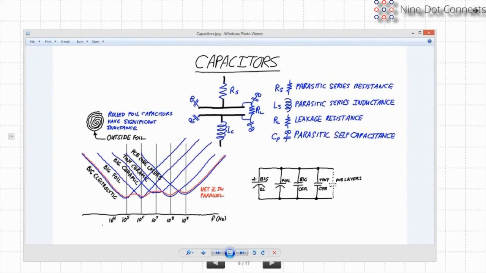In here, you'll see a little schematic that shows a big electrolytic capacitor, followed by a foil capacitor, and then a big and tiny ceramic, and then including the two middle layers of the board as a capacitor.